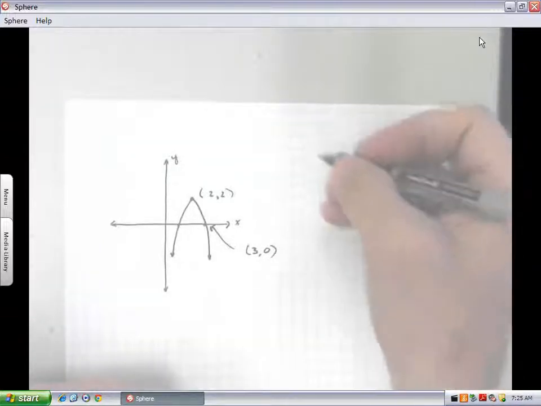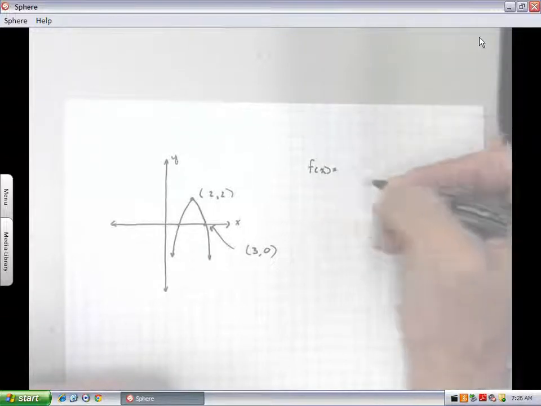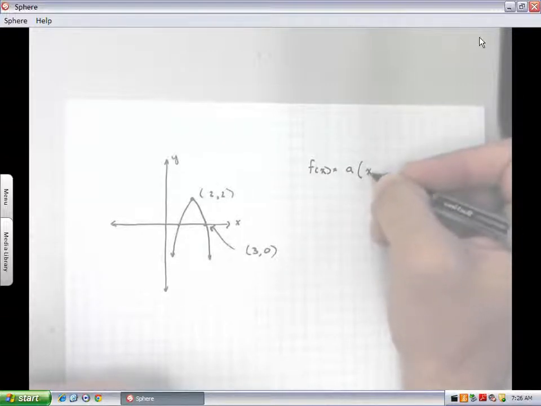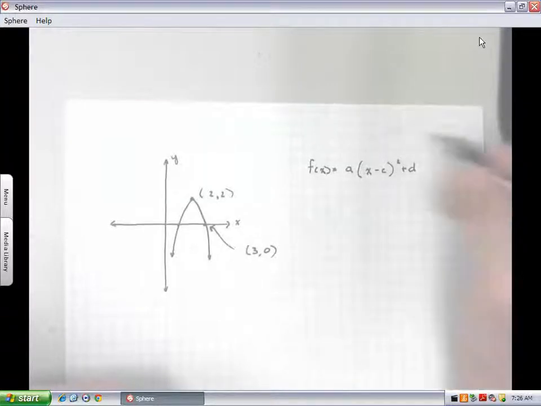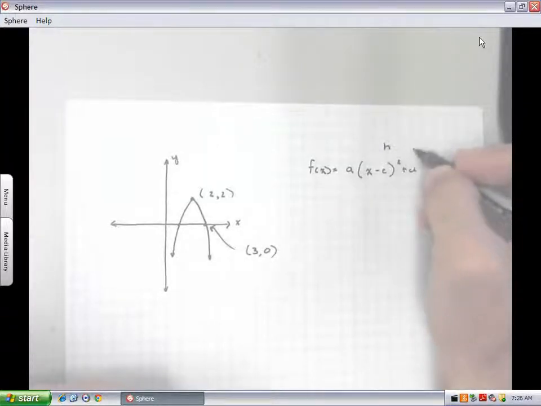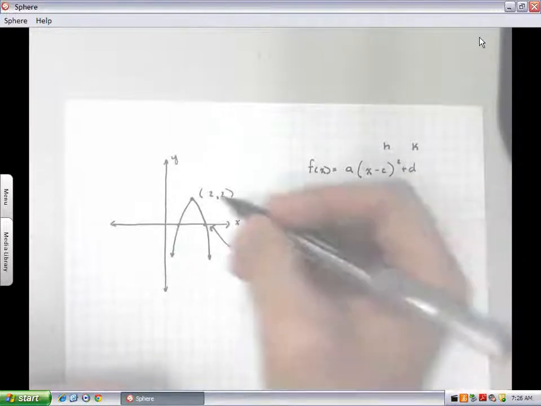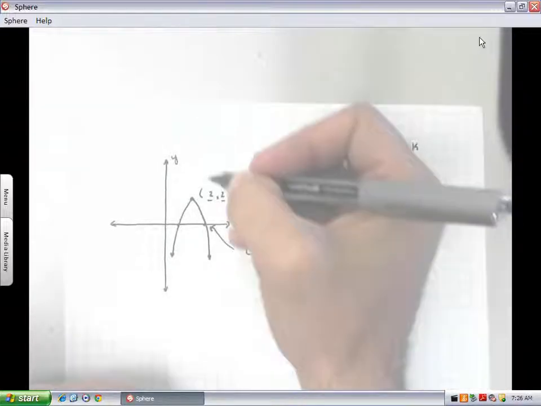So we're going to start with the vertex form of the parabola. f(x) equals a times (x minus c) squared plus d. Remember that we could use that h and k there instead of c and d, but it really doesn't make a difference. And our vertex is our c and our d.